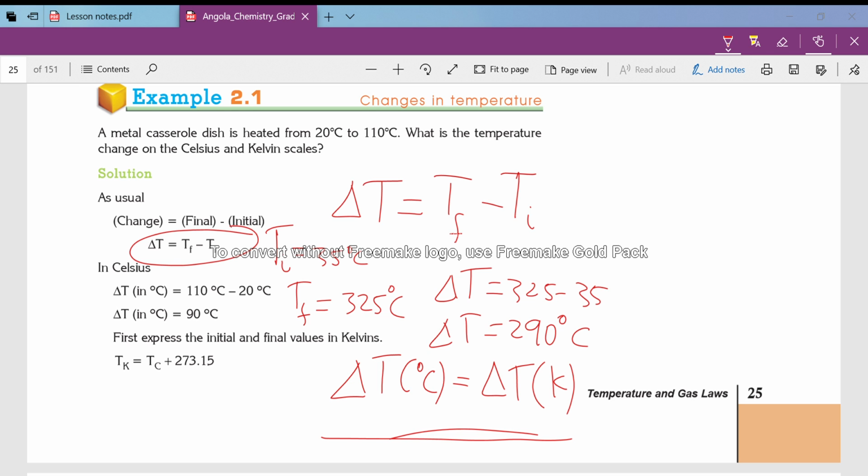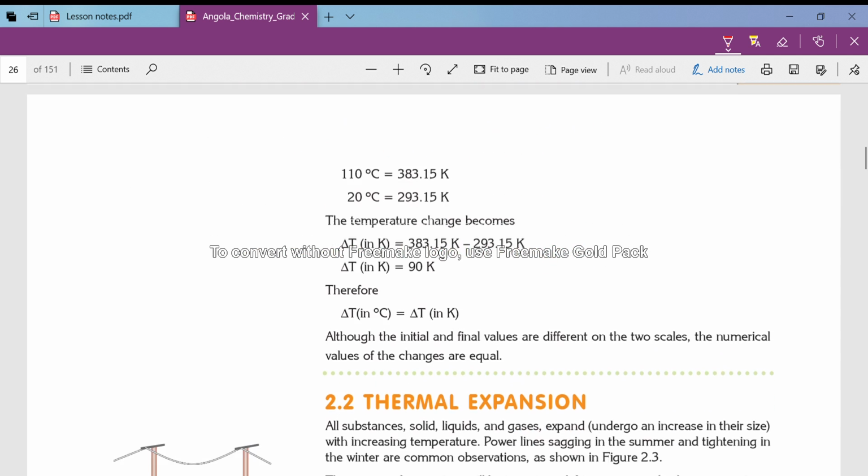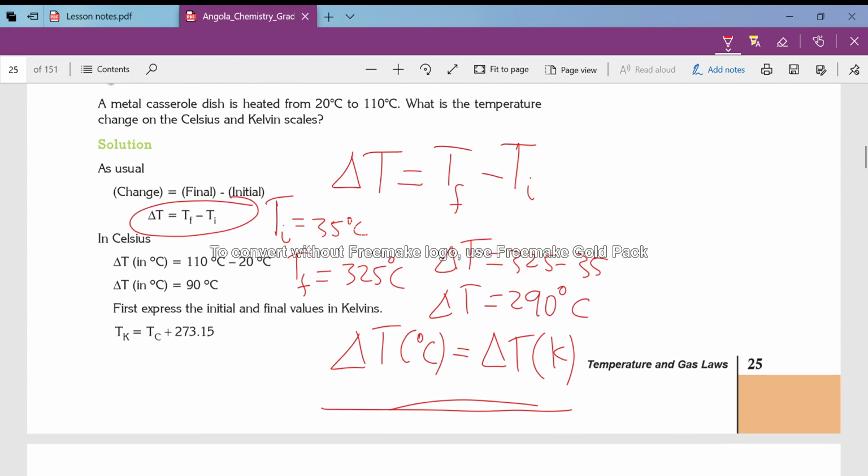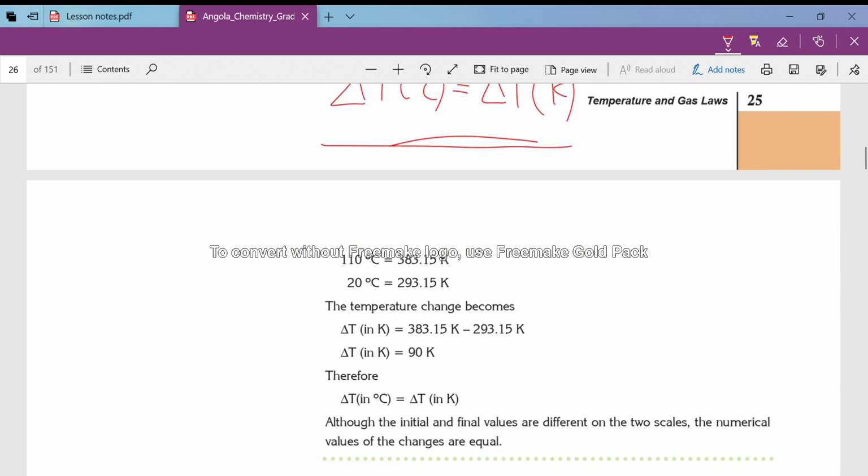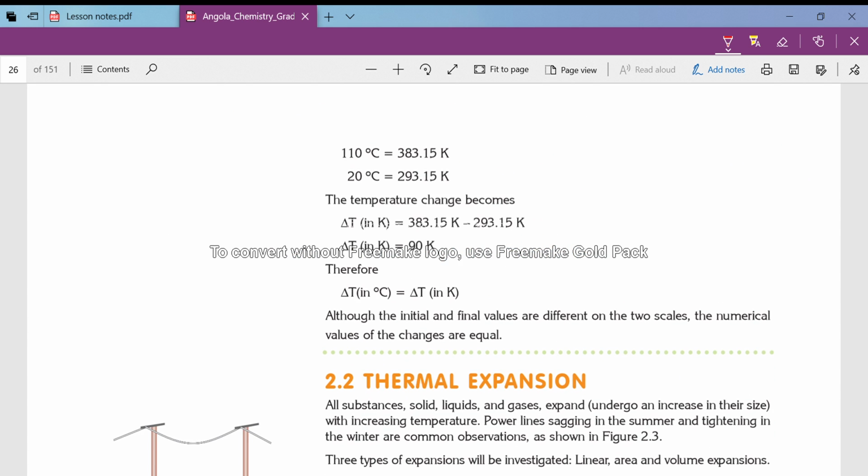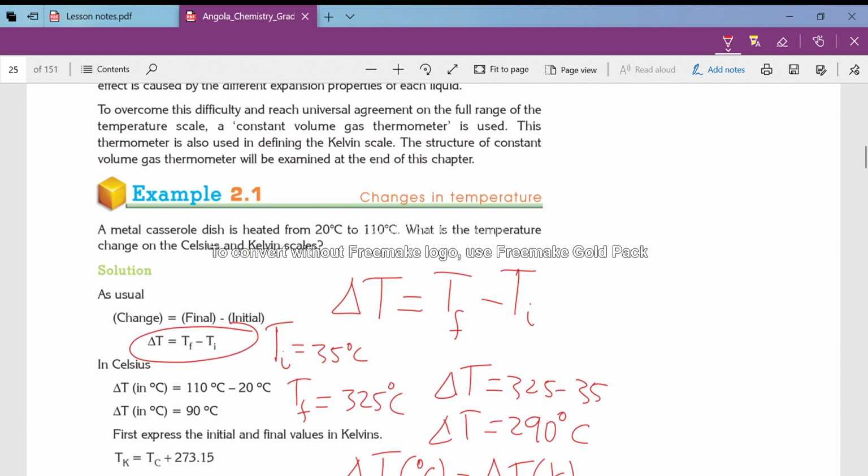The difference is just that you convert first. As you can see here, the change in degrees Celsius is 90 degrees Celsius, and the change in Kelvin is 90 Kelvin. Although the initial and the final values are different on the two scales, the numerical values of the change are equal. So very important, guys.